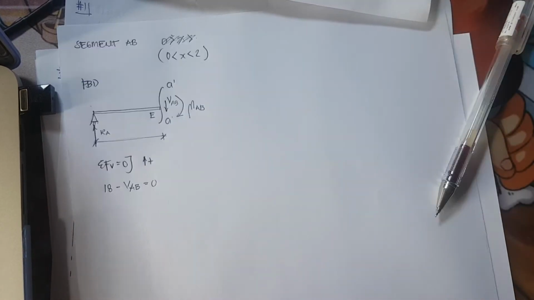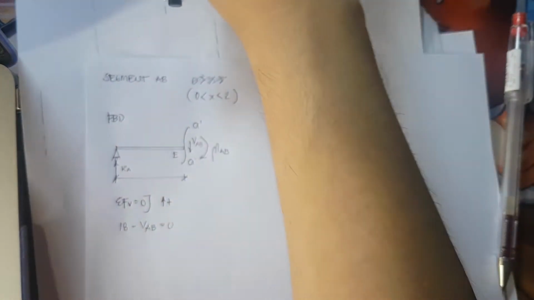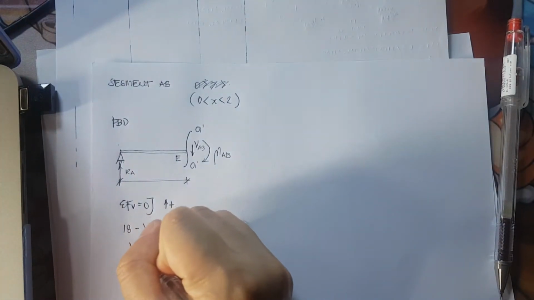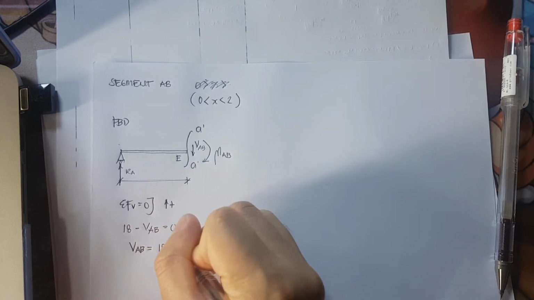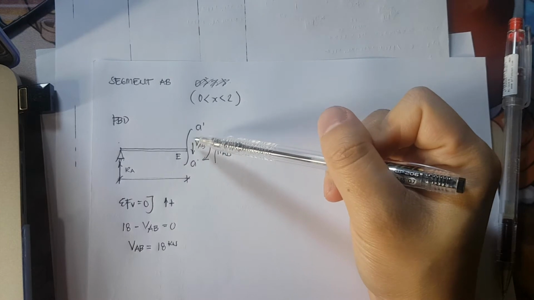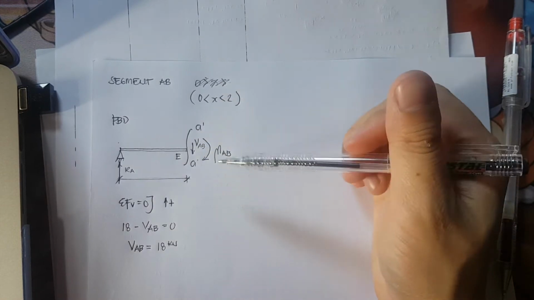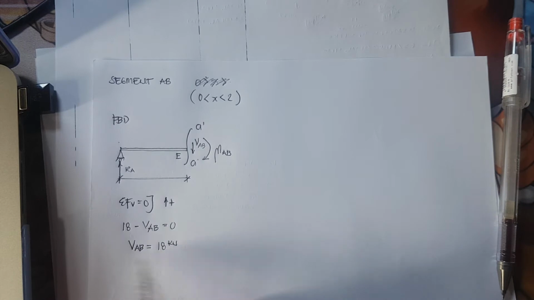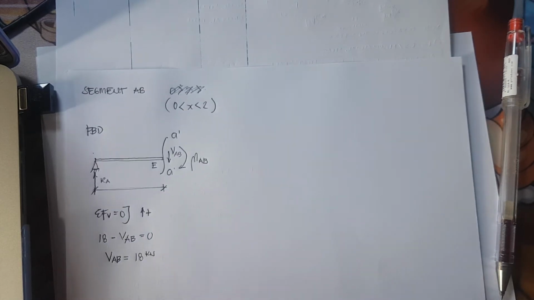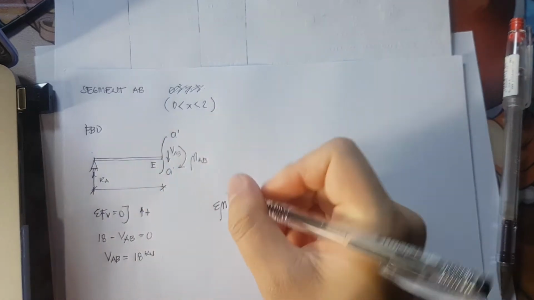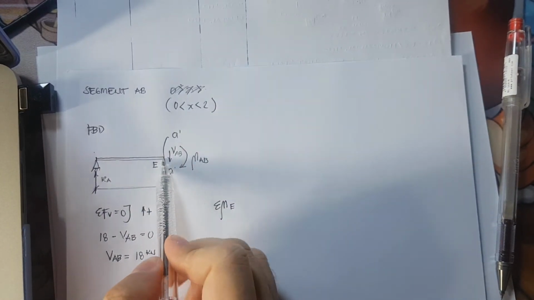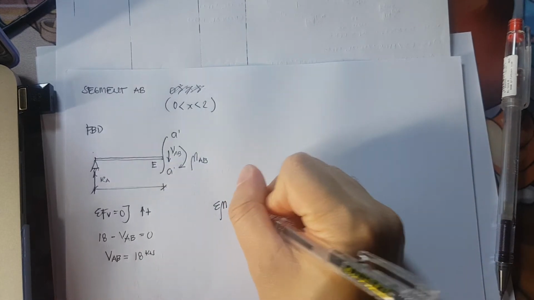Because there are no other vertical forces present, shear AB is equivalent to 18 kilonewtons. So our assumed direction for shear AB is downward, that is correct, and the magnitude is 18 kilonewtons. Now, for the moment, I'll be having my summation of moment at point E, at this point where my cutting plane is, and that is equivalent to 0.